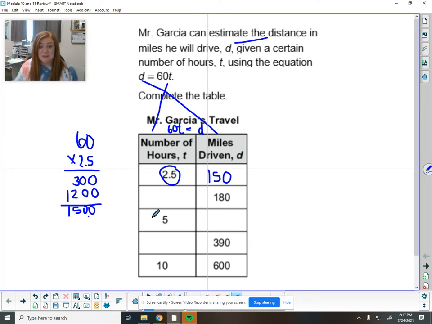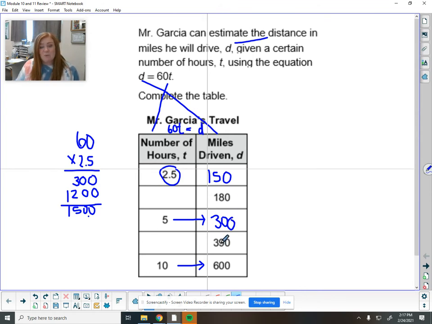So we know with tables, we can just pick any number. We just need the same pattern going across here. So this time we want to do 60 times 5 to get here. So we can see here, this one's already done for us. 60 times 10 is 600. So 5 times 60, 6 times 5 is 30 with a 0.